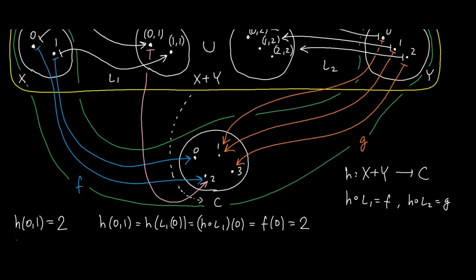What about the other elements? What about h of 1, 1? Well, we can use a similar strategy there. 1, 1 comes from 1. And so we have to trace where 1 is mapped to by the blue arrow. And we see it mapped to f. So once again, h of 1, 1 equals h of iota 1 of 1. And that's the same as h composed with iota 1 of 1. And that's the same as f of 1, which is the same as 0. So once again, this forces us to define h that way.